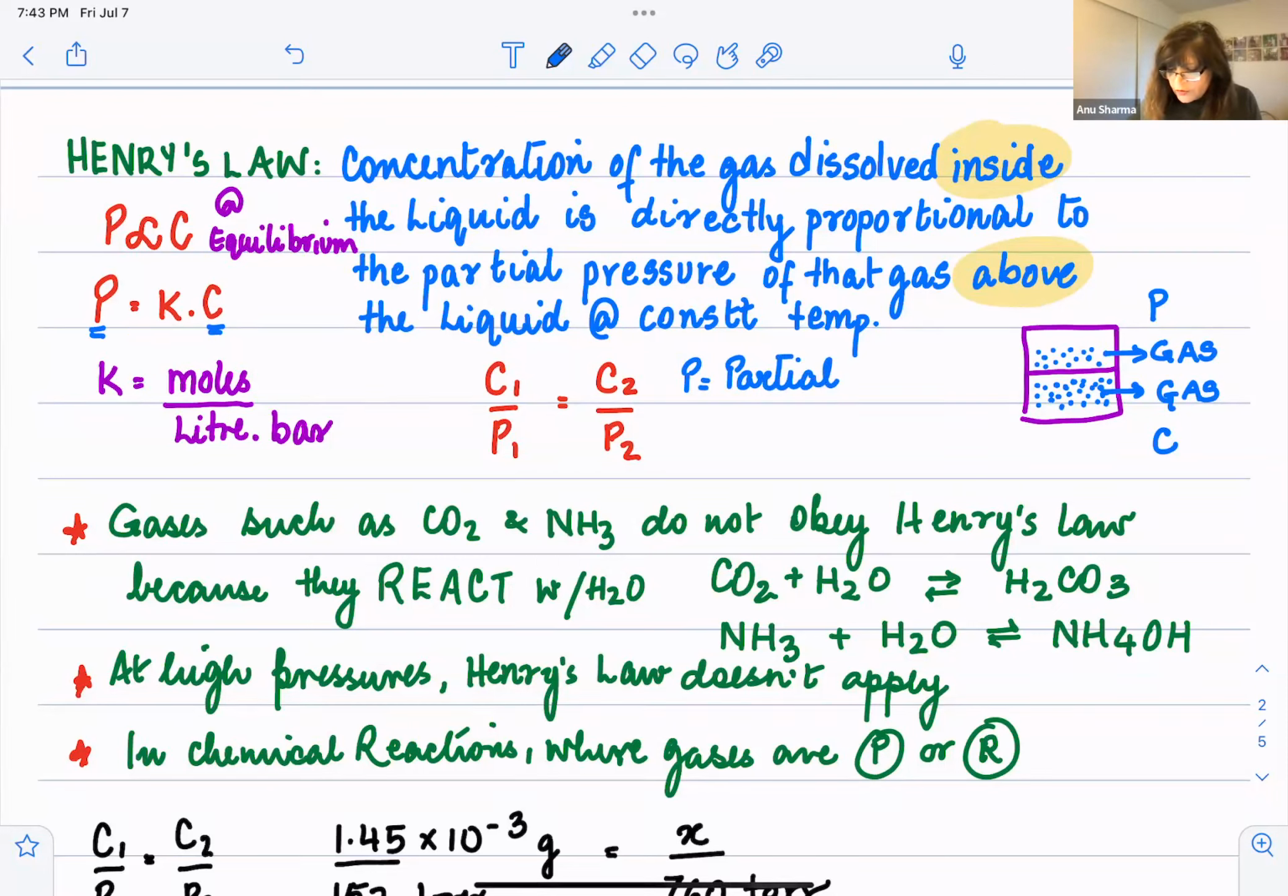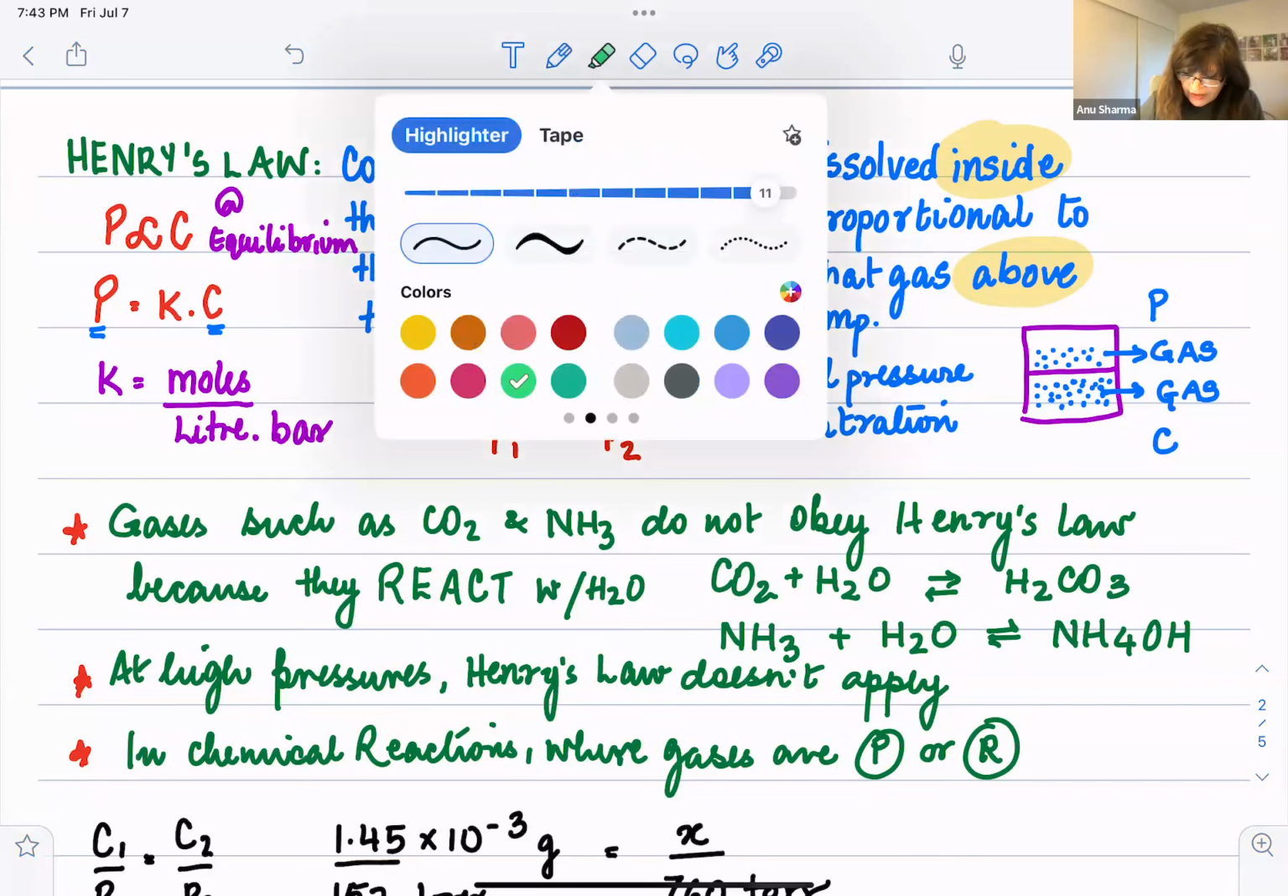Because if it's an open system, there's an atmospheric pressure also. Or it's a vapor pressure of this gas. So not really the vapor pressure, but it's called a partial pressure. So the partial pressure of this gas, and the C stands for the concentration of the gas inside the liquid. The amount of gas present inside the liquid and the amount of gas exerting its pressure outside the liquid are directly proportional, related to each other. And so what is that relationship? It's a constant.